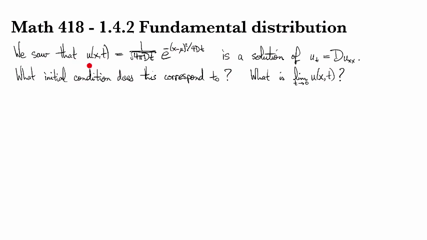So we saw that u given by 1 over the square root of 4 pi dt times the exponential of minus (x minus mu) squared over 4 dt is a solution of the heat equation. So what initial condition does this correspond to? In other words, what happens when we take the limit as t goes to 0 and look at u(x, 0)? Well, it's a little strange because here's what's going on.